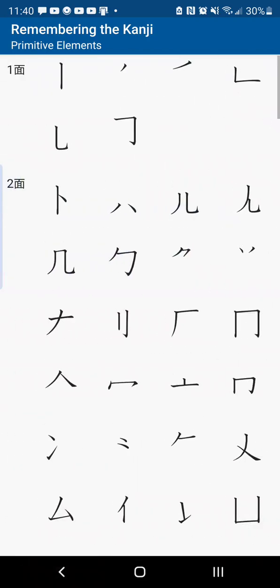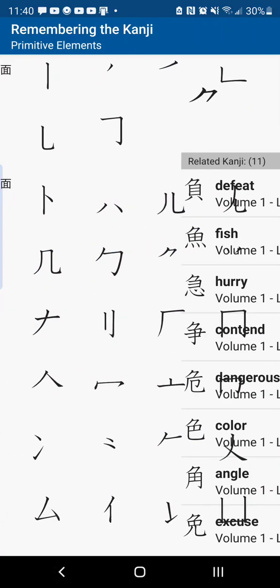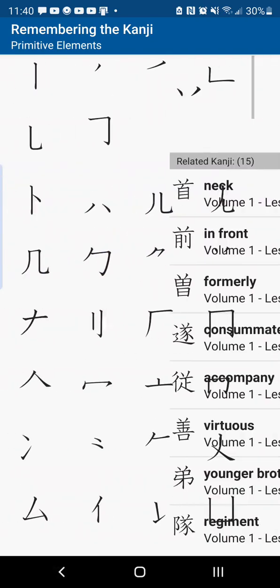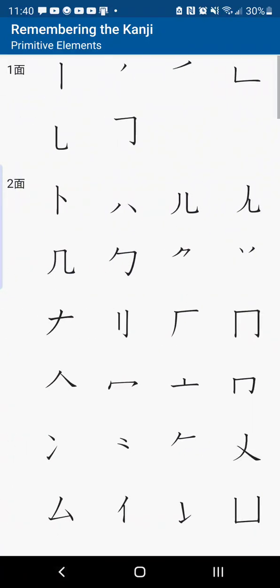Volume 1, Lesson 4. Hold on, that's not Lesson 2. Bound up. So it goes up and then to the right and down. Bound up again. Just kind of like a hat, at least on fish or to feet. Animal horns. See this in neck. Also younger brother. Alright, little bro.